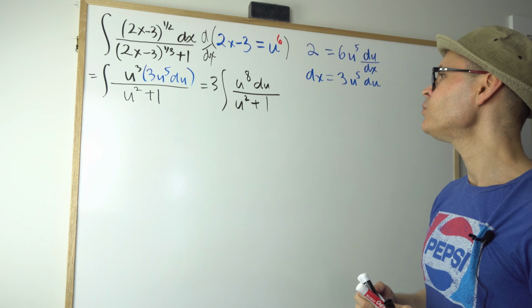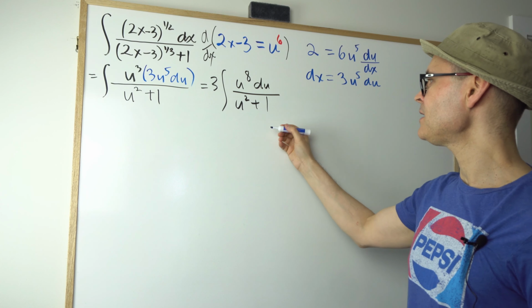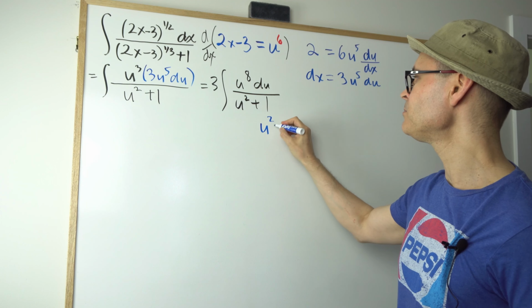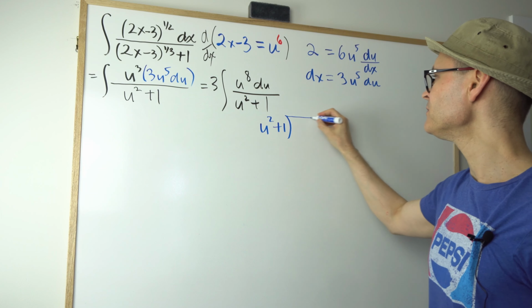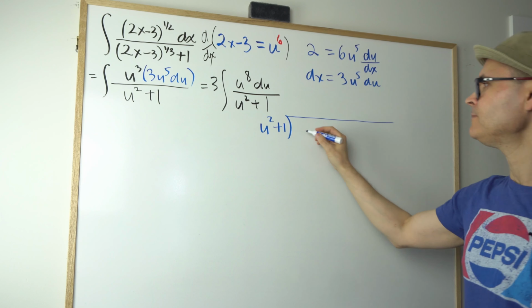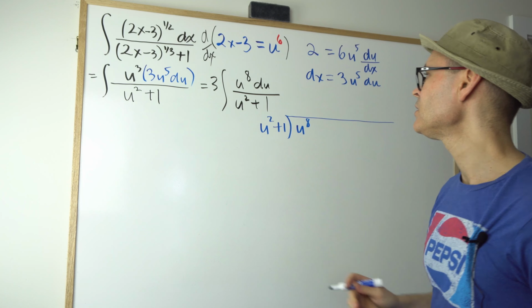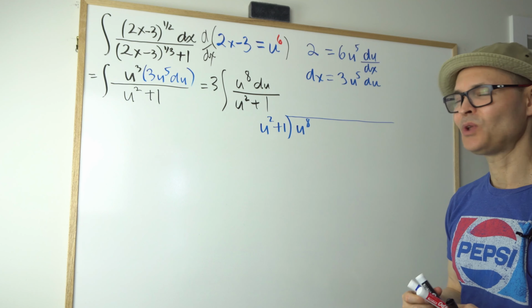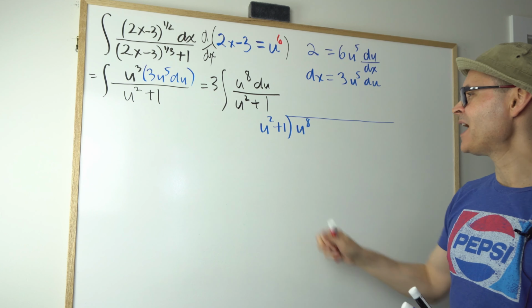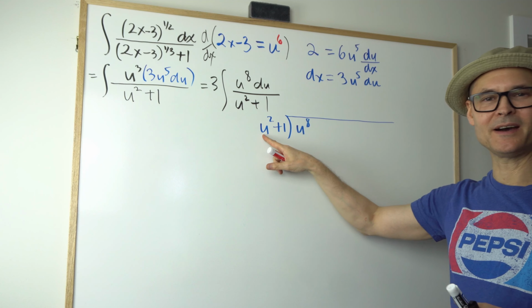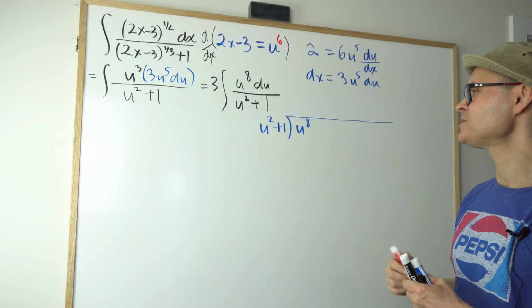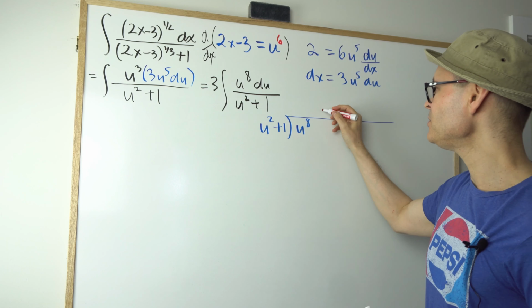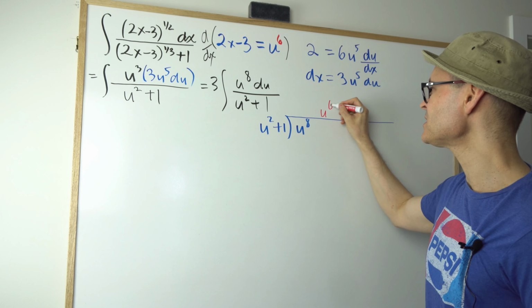So what does that mean? Well, what I'm going to do is I'm going to take u squared plus 1, and I'm going to divide it into u to the 8. So I'm going to do a little bit of old-fashioned long division here. How do we do that? Well, we just start by dividing. So u to the 2 goes into u to the 8, u to the 6 times.